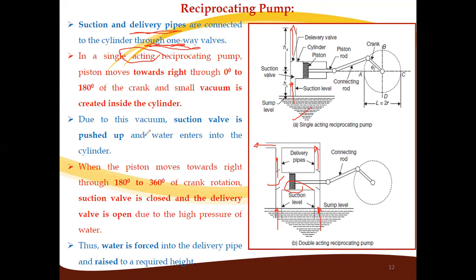So we'll see the working of this single acting reciprocating pump. In a single acting reciprocating pump, first the piston moves towards the right. In this condition, the crank will move from this end to this end, that is 0 to 180 degree. So this is the 0 degree and this is the 180 degree. At 0 to 180 degree, the piston moves from the left end towards this right end.